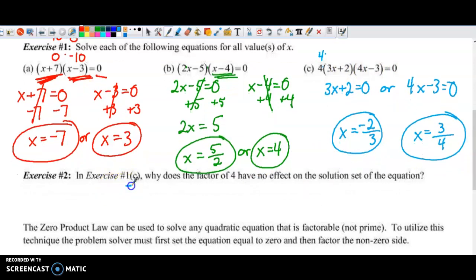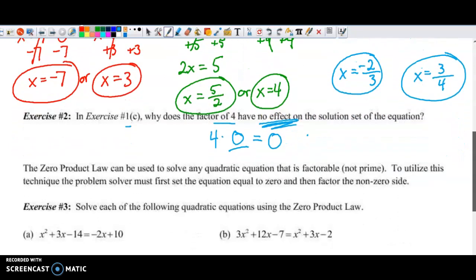So in 1C, why does the factor of 4 have no effect on the solution set? Well, 4 times 0 is still 0. Multiplying by 4 does not change anything. So that's why the multiplying by 4 has no effect. The only way to get 0 is if 4 times 0 equals 0. The times 4 has no bearing on what happens.